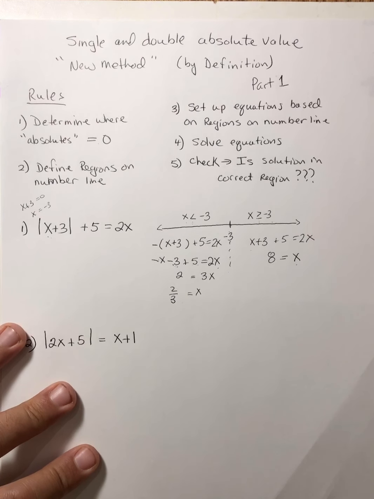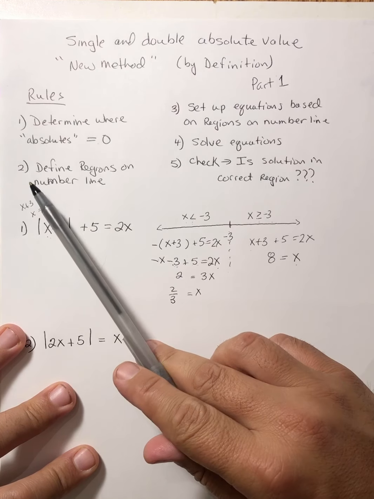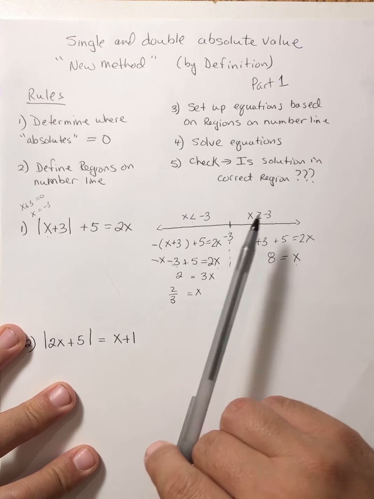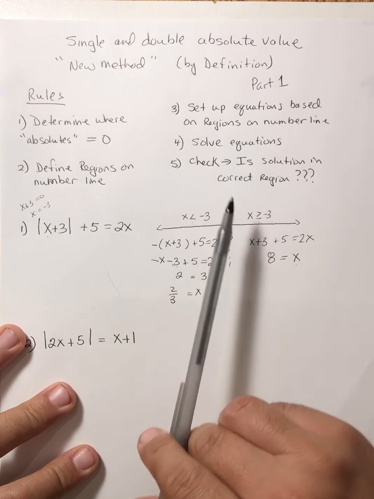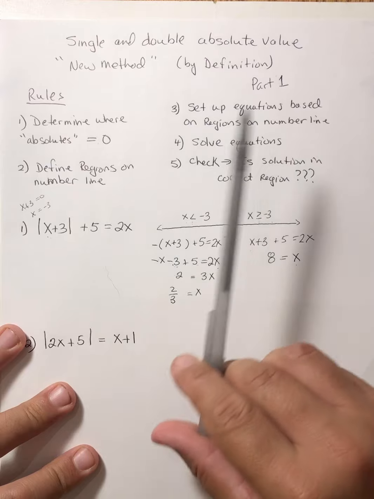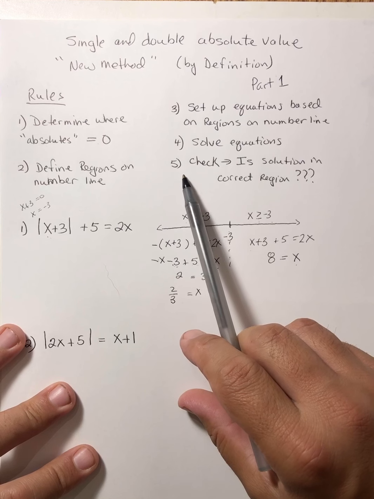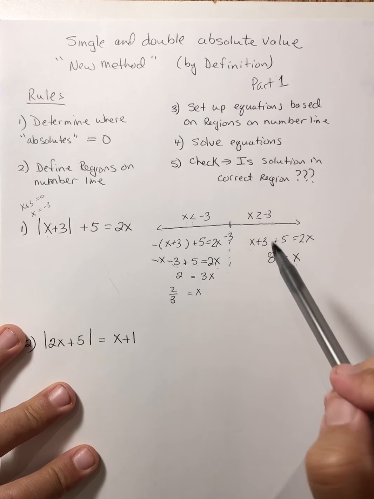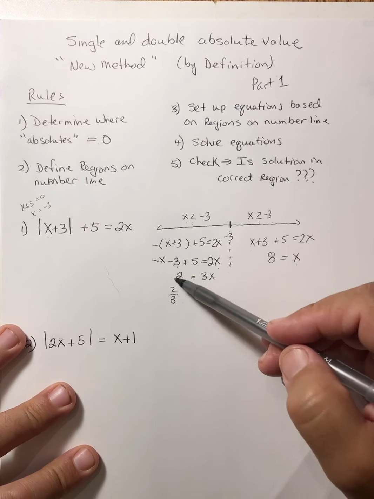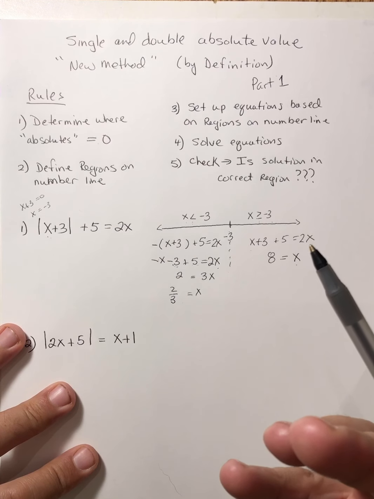Okay, now, remember the other day we had to do checks, okay? So let's see. Determine where the absolutes are equal to 0. Number 2, we define the regions on the number line. I set up equations based on the regions. Solved, we did that. Check. Now look at the check here. The other day when we did the checks, we actually had to plug in. I had to plug in 8 into the original equation. I had to plug in 2/3 into the original equations. That's a pain. I don't have to plug in anymore.